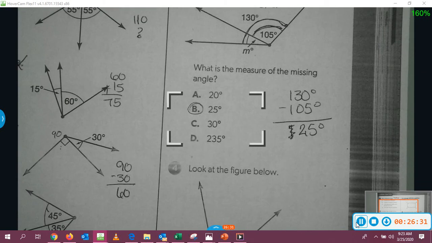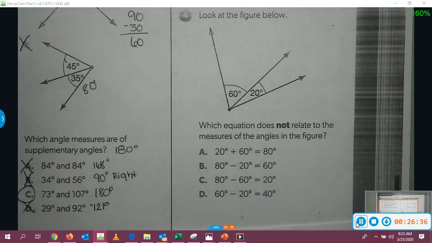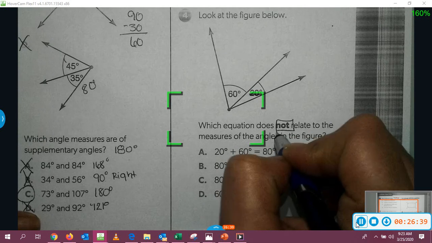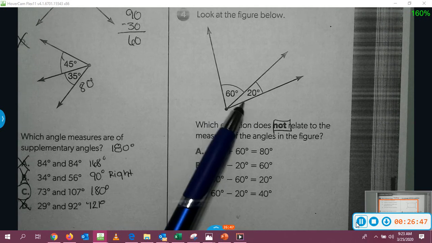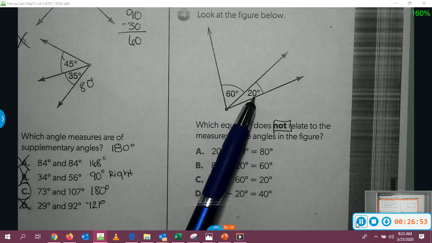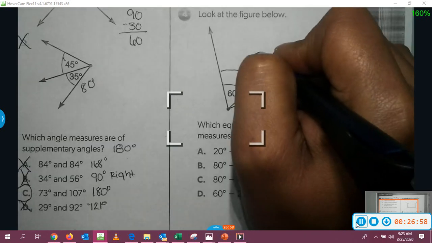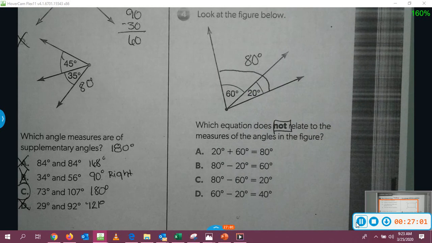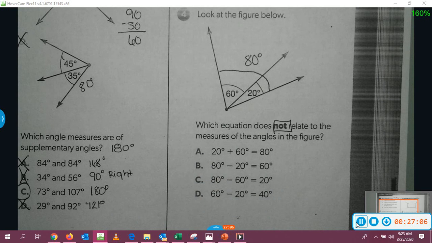Look at the figure below. Which equation does not relate to the measure of the angles in the figure? So we're going to look at the angles, which are 60 and 20. So how much is the total? 60 plus 20 is how much? Right. So the total angle is 80 degrees. That's how we got there. So which one of these does not relate to the measurements?